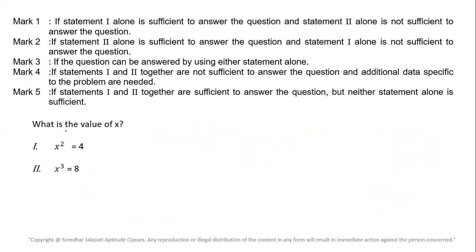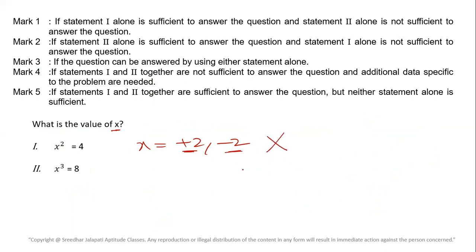Let's move to the next one. What is the value of x? First statement, x square is equal to 4. If x square is equal to 4, x can be plus 2 or minus 2, because plus 2 square is also 4, minus 2 square also 4. So therefore, we do not know which value we can take.